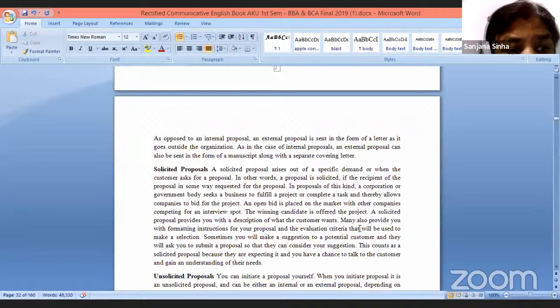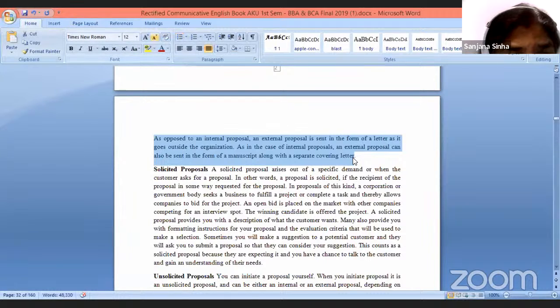As opposed to an internal proposal, an external proposal is sent in the form of a letter as it goes outside the organization. As in the case of an internal proposal, an external proposal can also be sent in the form of a manuscript along with a separate covering letter. So these things are important, which you need to highlight.